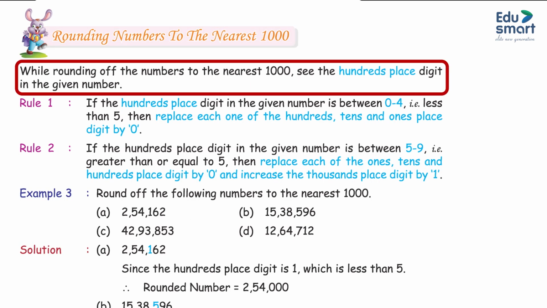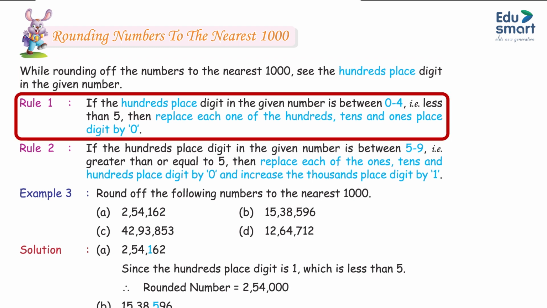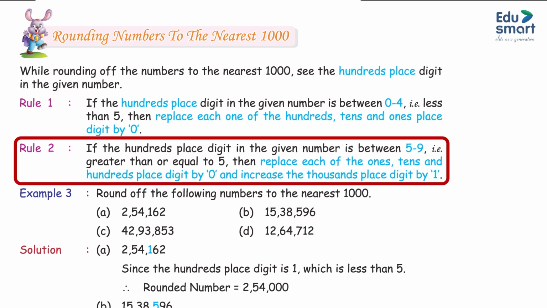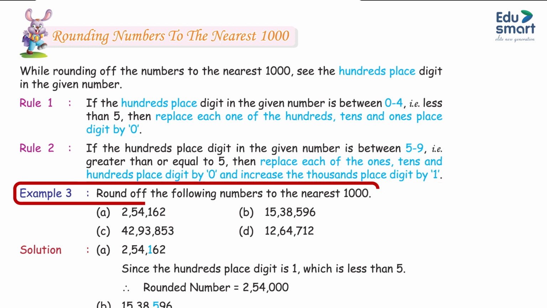Rounding numbers to the nearest 1000. While rounding off the numbers to the nearest 1000, see the hundreds place digit in the given number. Rule 1. If the hundreds place digit is between 0 to 4, less than 5, then replace each of the hundreds, tens and ones place digits by 0. Rule 2. If the hundreds place digit is between 5 to 9, greater than or equal to 5, then replace each of the ones, tens and hundreds place digits by 0 and increase the thousands place digit by 1.